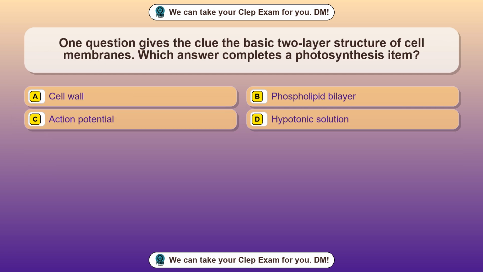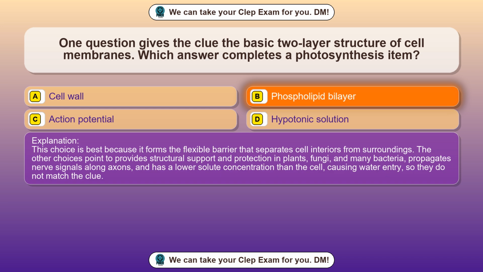Question 86. One question gives the clue the basic two-layer structure of cell membranes. Which answer completes a photosynthesis item? Option A, cell wall. Option B, phospholipid bilayer. Option C, action potential. Option D, hypotonic solution. The correct answer is option B, phospholipid bilayer.